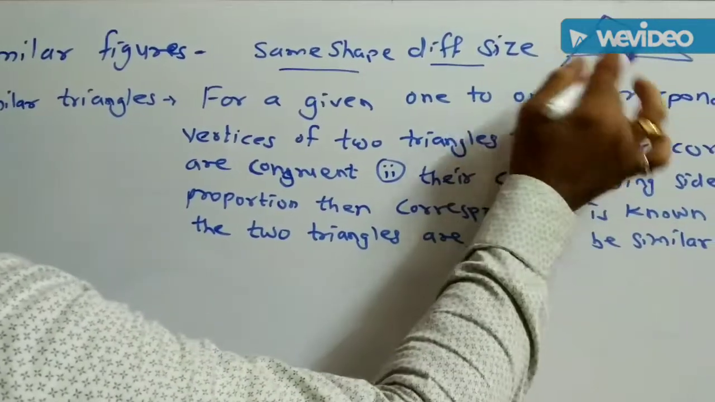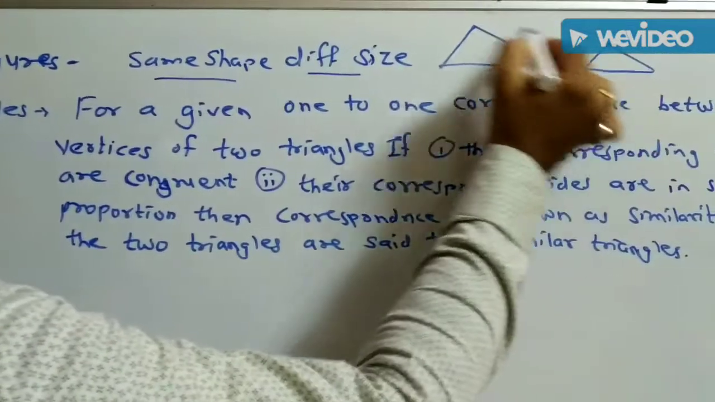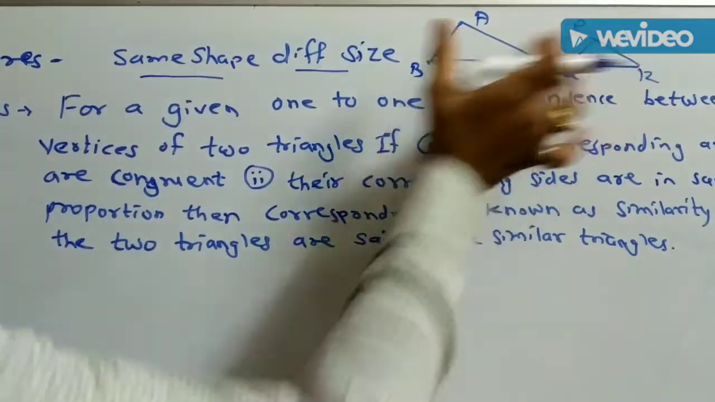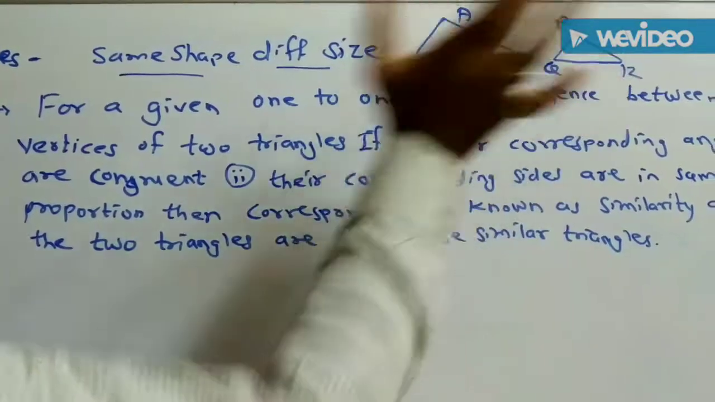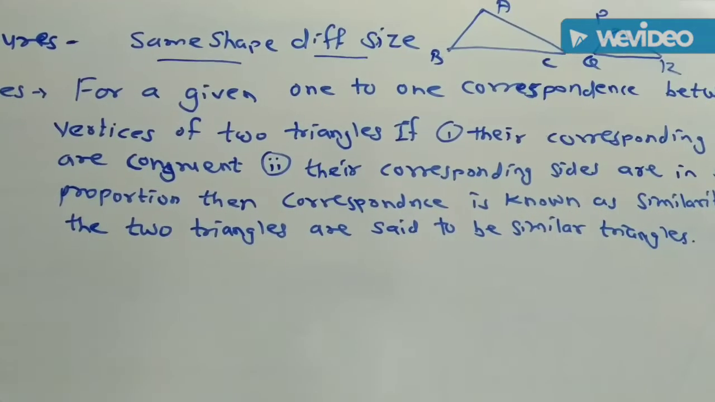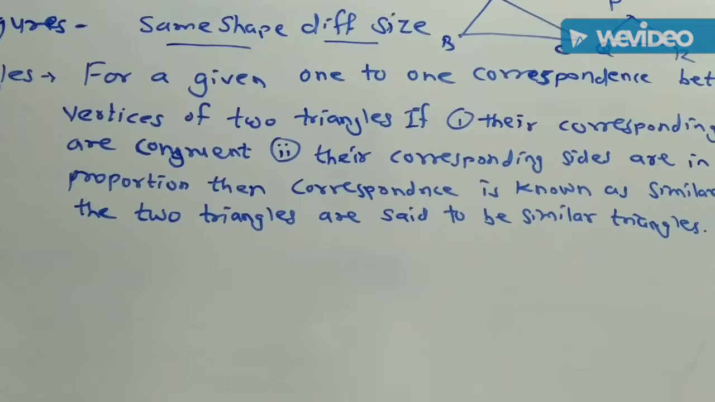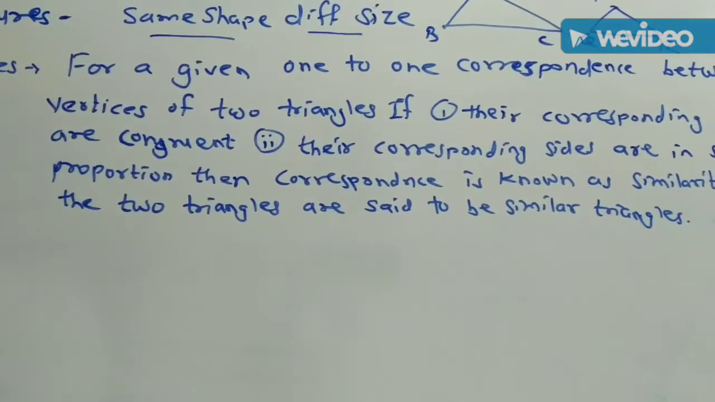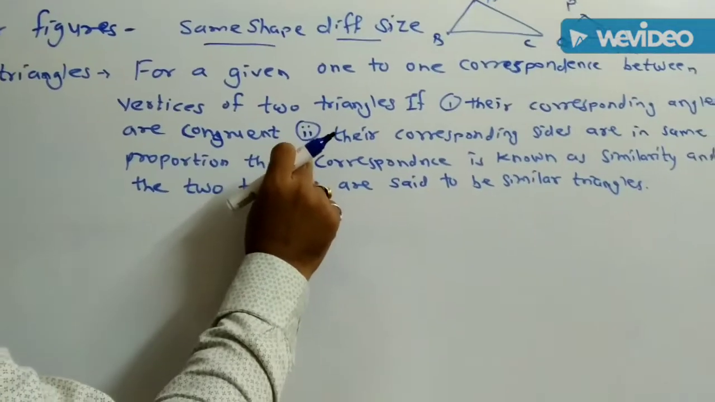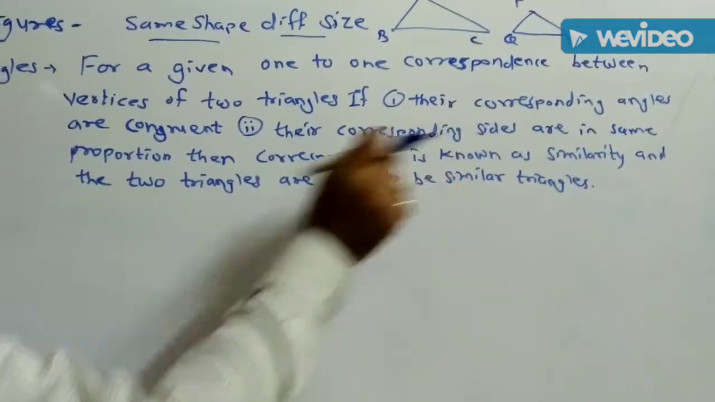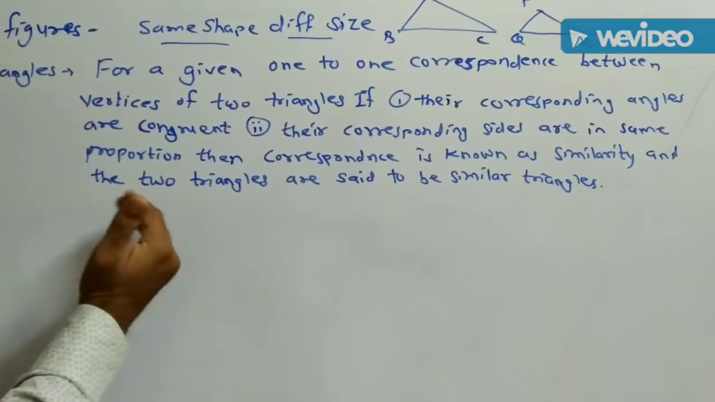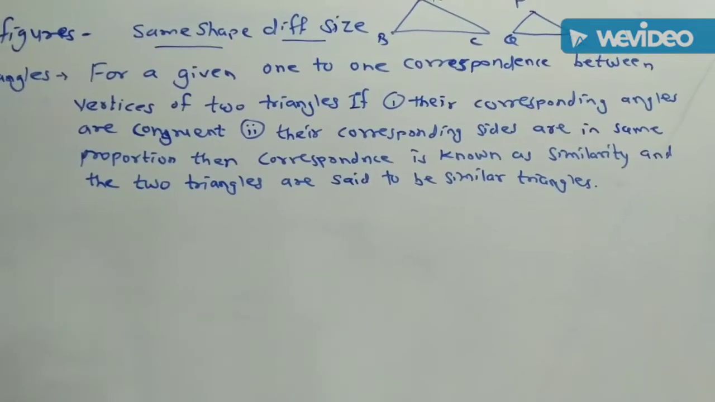Suppose this is a triangle ABC and this is another triangle PQR. Both the triangles have the same shape but their sizes are different, and therefore these figures are called similar figures. Then similar triangles: for a given one-to-one correspondence between the vertices of triangles, if their corresponding angles are congruent or their corresponding sides are in the same proportion, then the correspondence is known as similarity and the two triangles are said to be similar triangles.